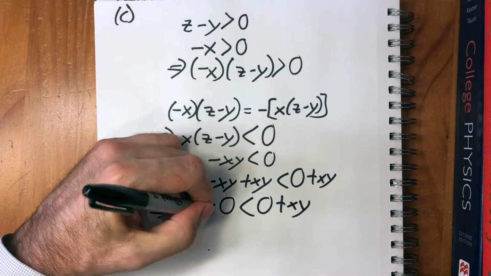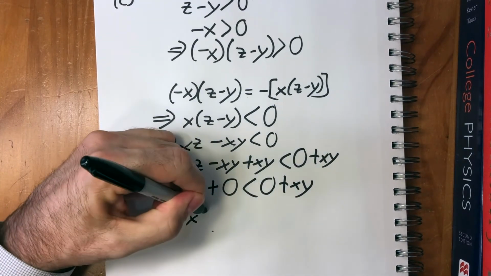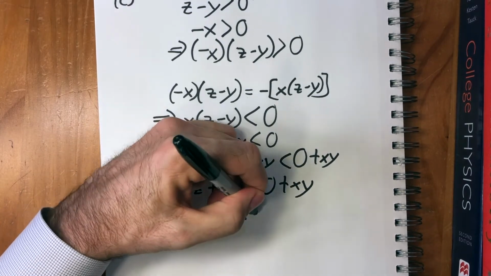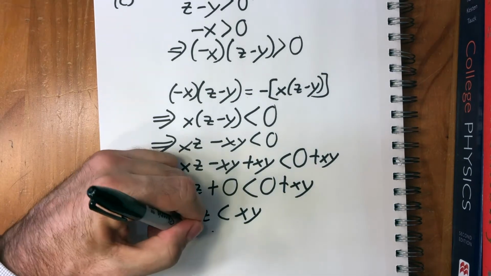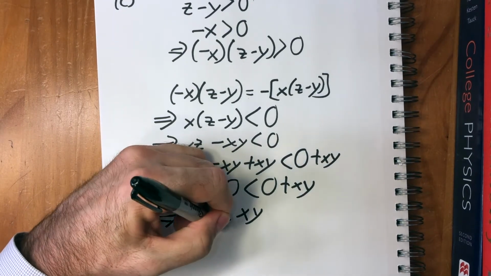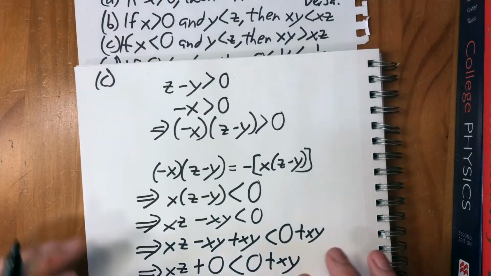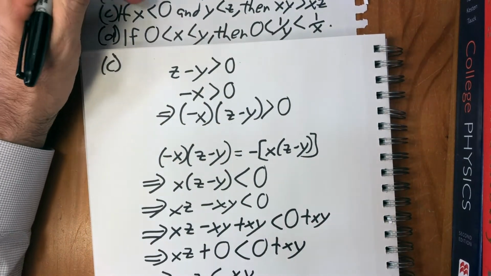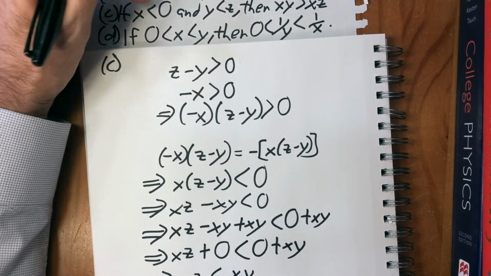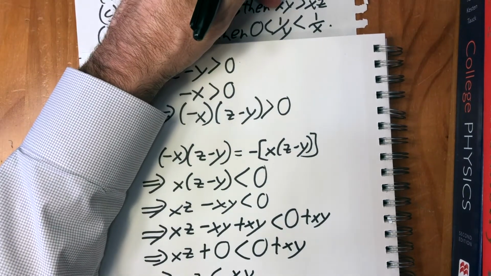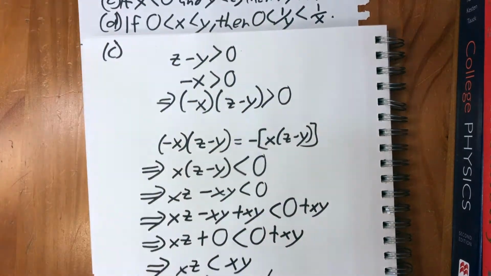I don't know why I made that minus. So that's xz is less than xy. And that was exactly what we wanted to prove, that xy is greater than xz. So we started with x being less than 0, y being less than z. And we proved that if x is less than 0, then it's going to switch the sign. And we have xy is greater than xz. Okay.